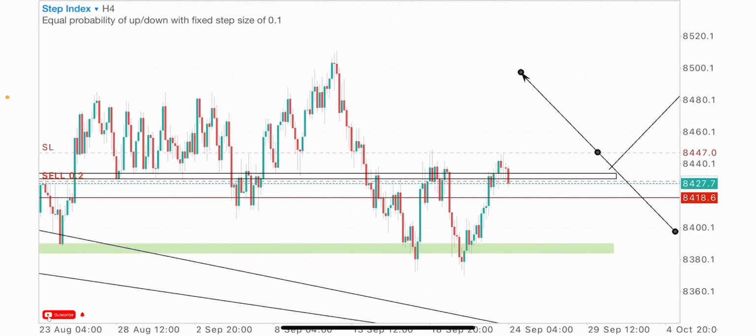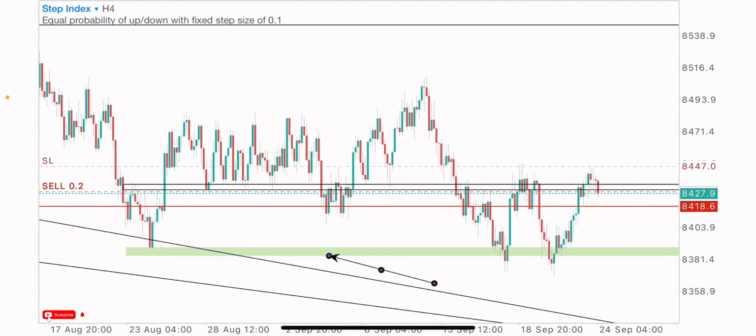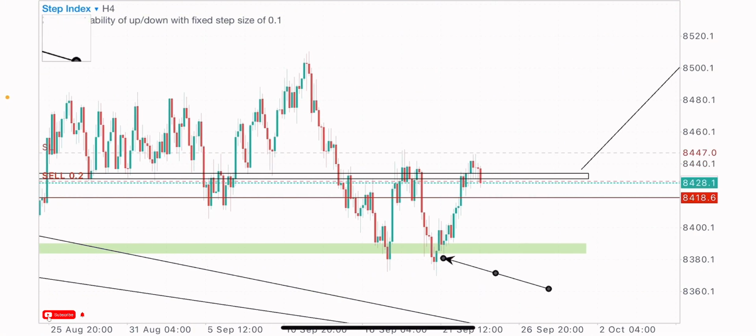So the market is expected to sell to this level, expecting the sells to this zone, to this key level of support on step index. The sells expected to this level before any buys, and we have a bullish order block still on this level. We have a bullish order block at this point, so I'm expecting the market to sell to this bullish order block before any buy trade. That's why I took the sells at this zone.